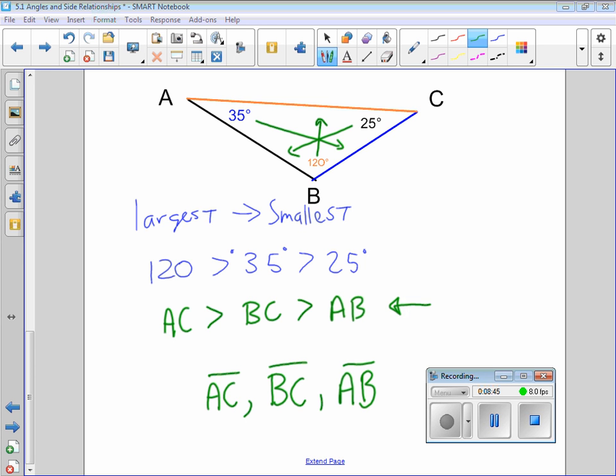They represent numbers. So the measure of AC is greater than the measure of BC, which is greater than the measure of AB. So those AC, BC, and AB represent numbers. But down here, they represent the names of them because I have commas in between them. So in that case, I would make sure I have a bar above it because I'm talking about the name, the segment AC, and then the segment BC, and then the segment AB, and they're in a list order from largest to smallest. Okay, let's move on.